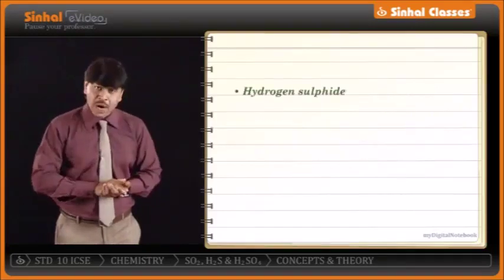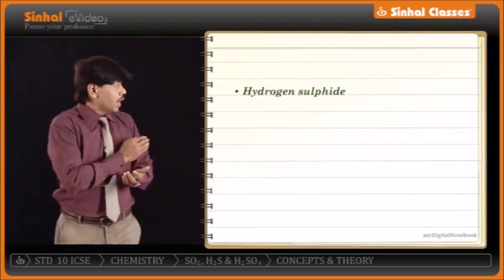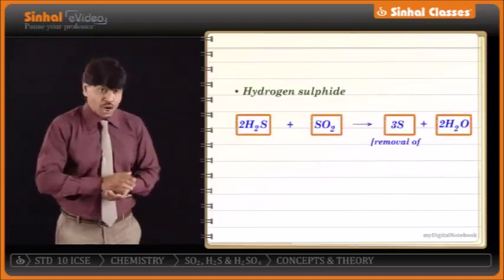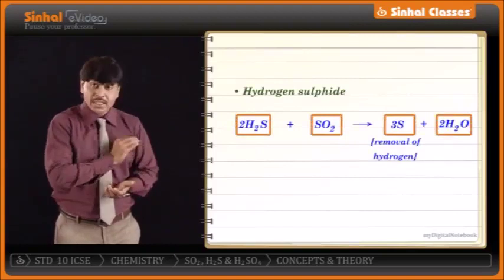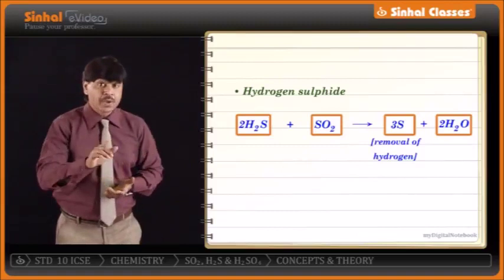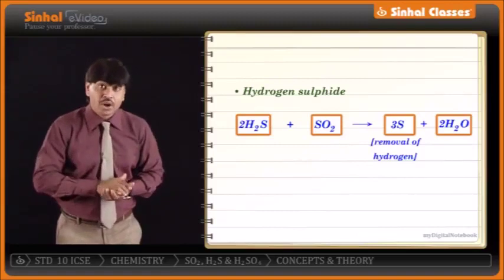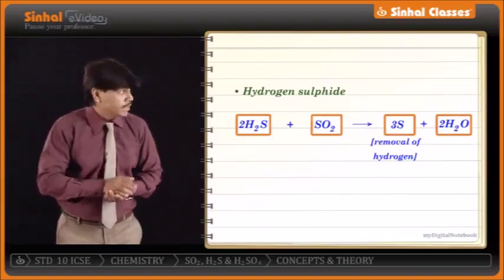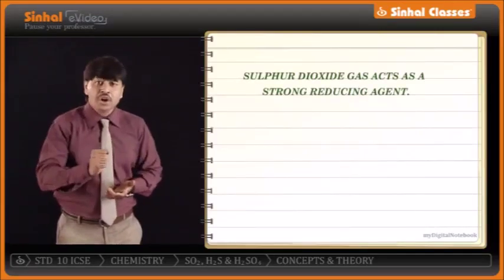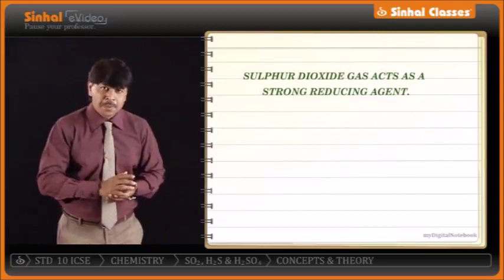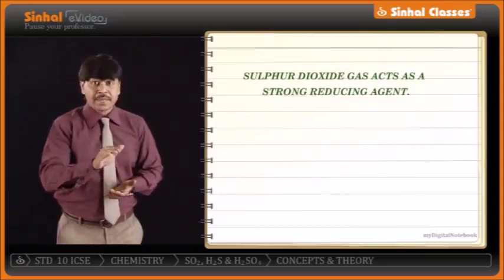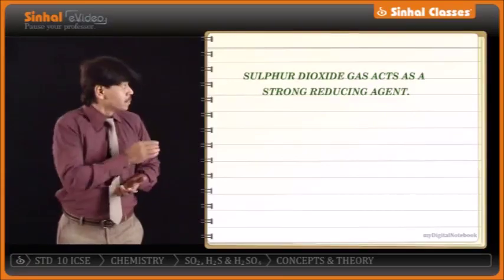Whereas with hydrogen sulfide, 2H2S plus SO2 will give you sulfur along with water. That is removal of hydrogen, again indicating the oxidizing nature of sulfur dioxide. This sulfur dioxide can also act as a strong reducing agent. So, sulfur dioxide can be an oxidizing agent and, at the same time, a reducing agent.